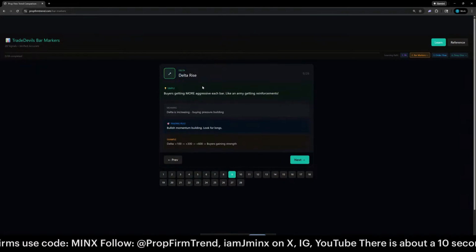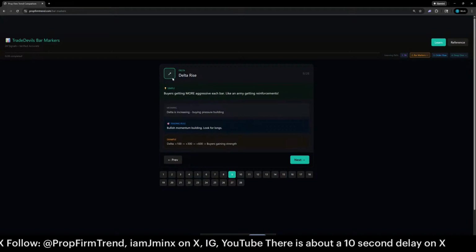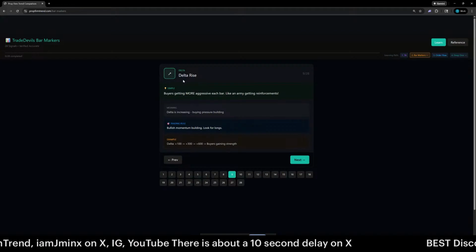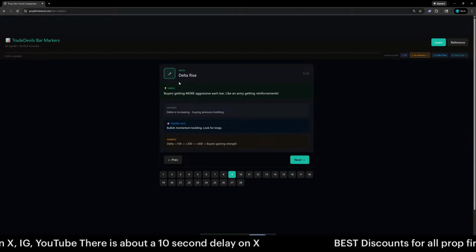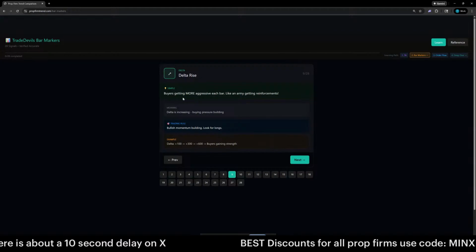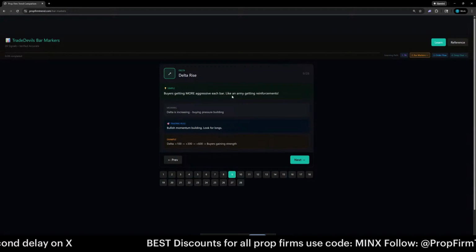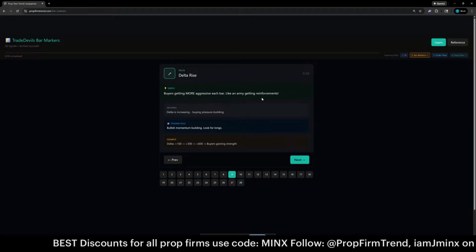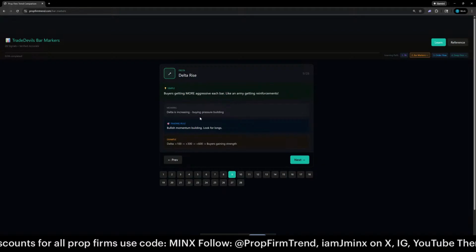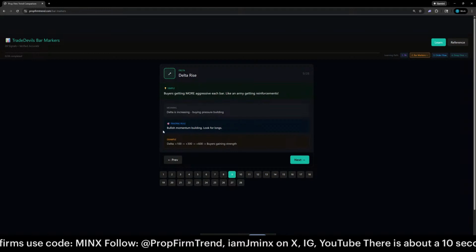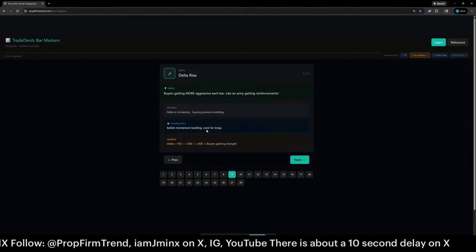This is one of my favorites. If I see an arrow up or down, so if it's up, delta is rising, buyers are getting more aggressive for each bar. It's like an army getting reinforcements. Delta is increasing, buying pressure is building. Bullish momentum building, look for long.